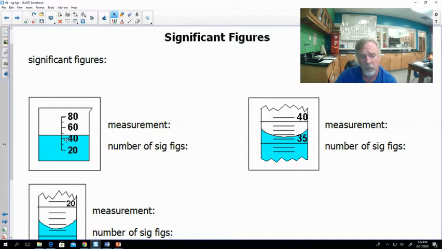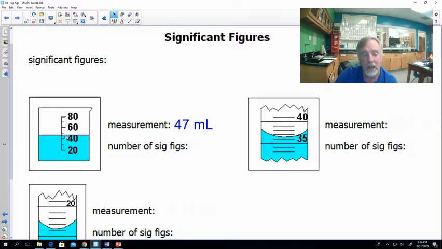Now, is it halfway between the 40 and the 50? No, it's a little bit closer to the 50. So I'm going to draw an imaginary line here where that 45 would be, halfway between the 40 and the 50. And now, do I think it's closer to that imaginary 45 line or closer to the 50 line? Well, I'm going to think it's closer to the imaginary 45 line, so I'm going to call this measurement 47 milliliters.